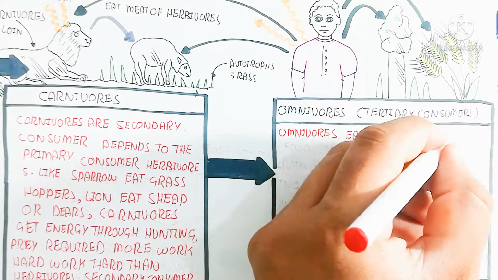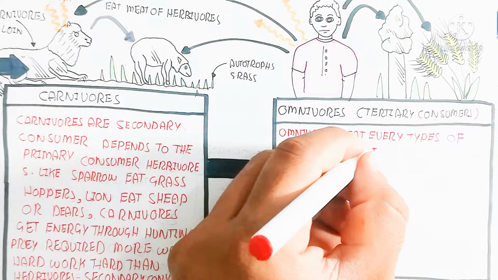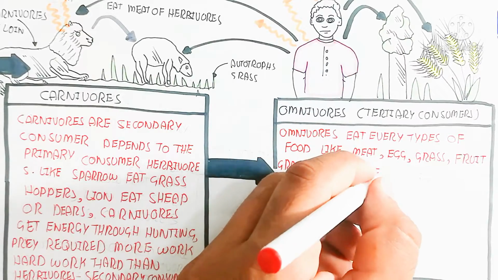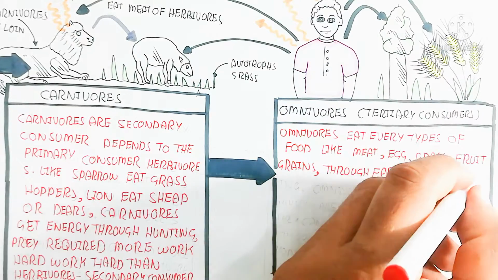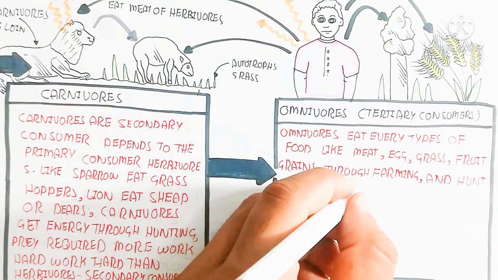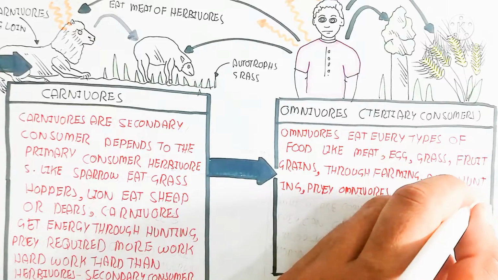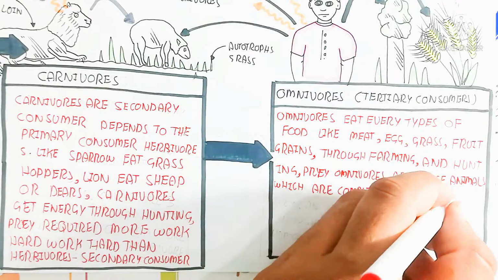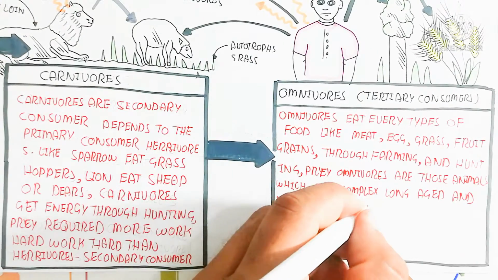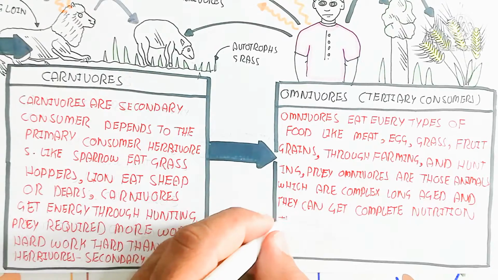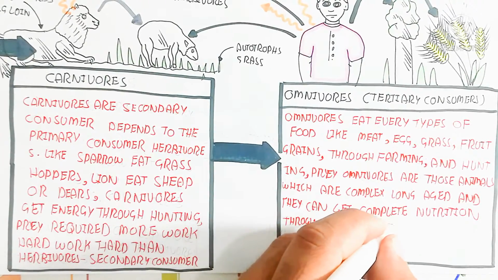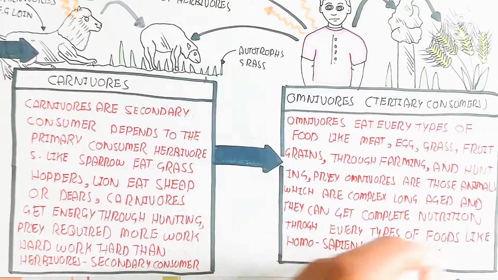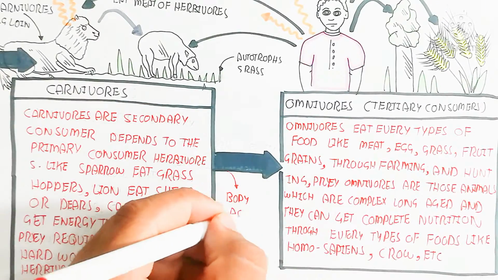So here is the omnivore, the tertiary consumer. In this way, omnivores eat every type of food like meat, egg, grass, fruit, and grains through farming and hunting. Omnivores are animals which are complex and long-lived, and they can get complete nutrition through every type of food, like Homo sapiens, which live longer. And the crow, etc., are also omnivores and live longer due to nutritional efficiency.